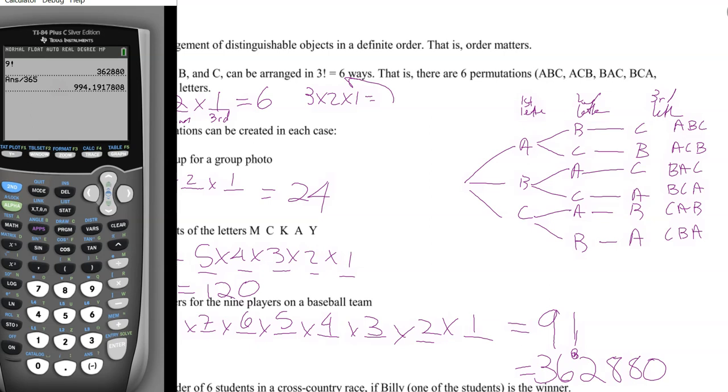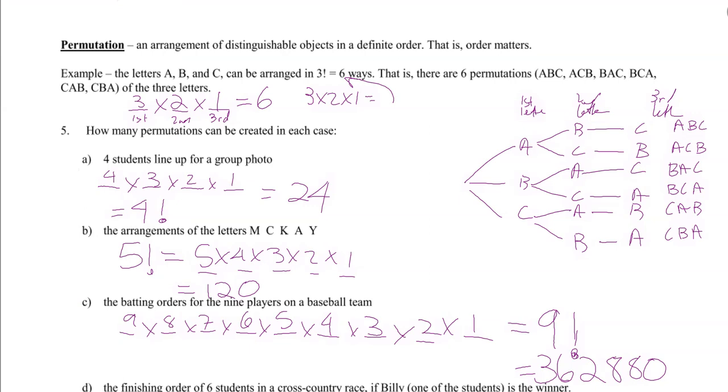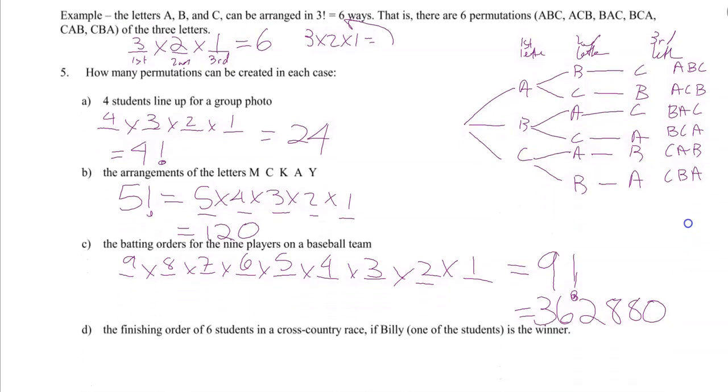Right? If it's 3 people, we know there's 6 ways. If it's 4 people, it's 24. If there's 5 people, it's 120. Right? You go 6, 7, 8, and when you get to 9, all of a sudden we're up to 362,880 different ways. Distinguishable arrangements, right? Ones that you can tell apart.